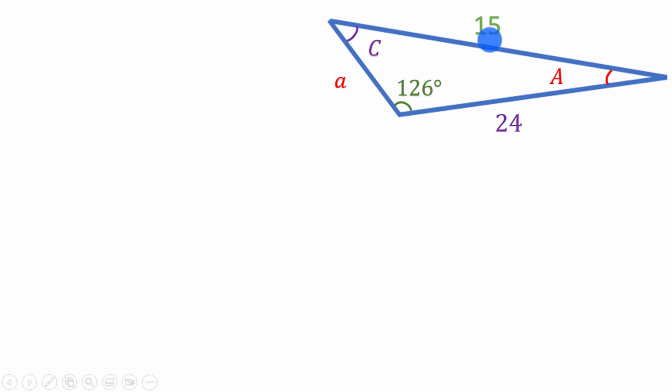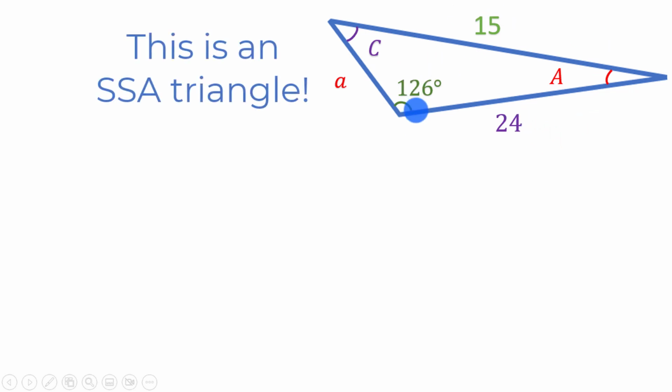In this case, we have two sides and we have an angle, and the angle is not between the two sides. We call this the SSA triangle because we know two sides and the angle is not between the two sides. It's very important to pay attention to if that angle is between the two sides, because if it was, then we would not use the law of sines. Instead, we would use the law of cosines.